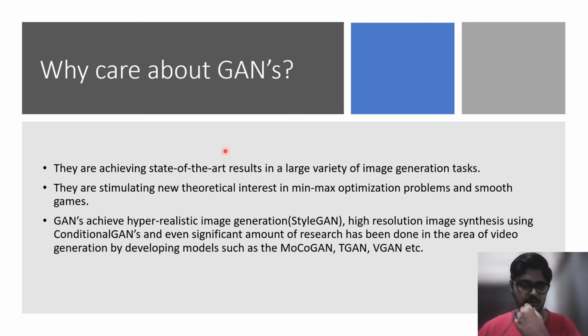But why do we need to care about GANs? They are achieving state-of-the-art results in a large variety of image generation tasks. They are stimulating new theoretical interest in min-max optimization problems and smooth games. GANs achieve hyper-realistic image generation by using models such as StyleGAN and high-resolution image synthesis using conditional GANs, and a significant amount of research has been done in the area of video generation by developing models such as SmokoGAN, TGAN, VGAN, and many more.